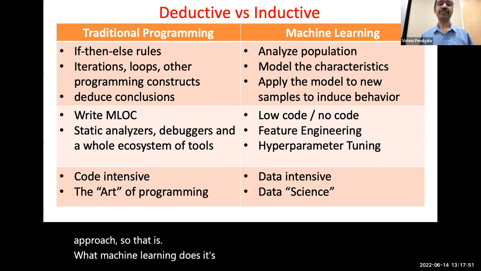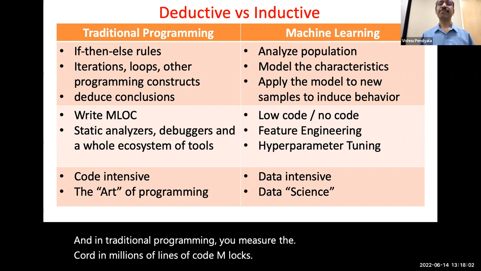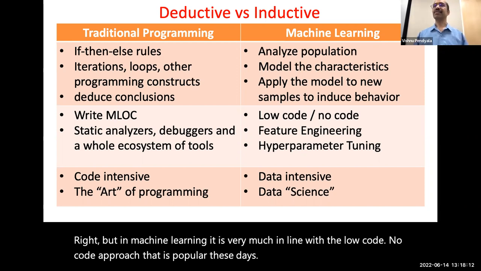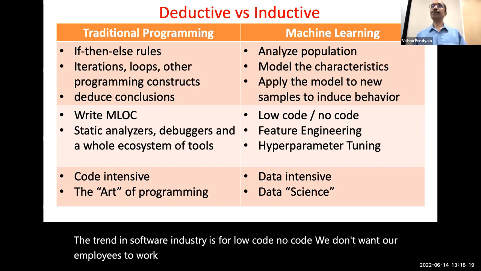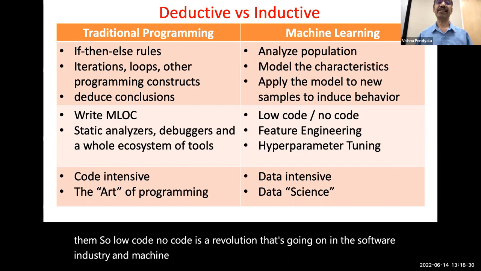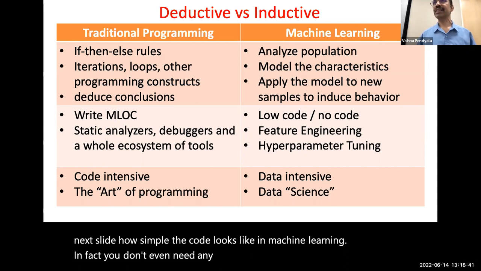It's completely inductive. And in traditional programming, you measure the code in millions of lines of code, right? But in machine learning, it is very much in line with the low code, no code approach that is popular these days. The trend in software industry is for low code, no code. We don't want our employees to work hard and write code, and so we want to make it easy for them. So low code, no code is a revolution that's going on in the software industry, and machine learning falls in line with that. I'll show you in the next slide how simple the code looks like in machine learning. In fact, you don't even need any code for doing machine learning.